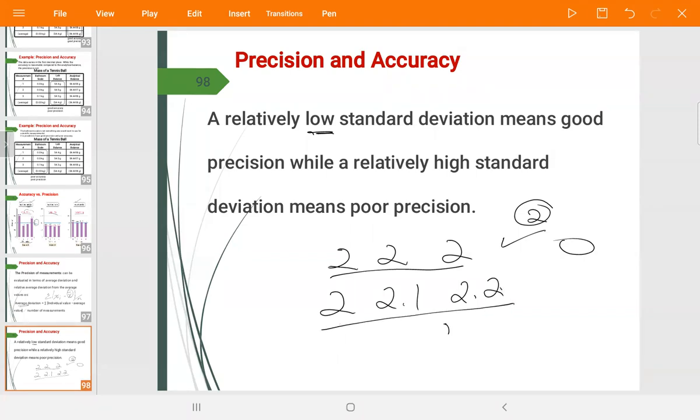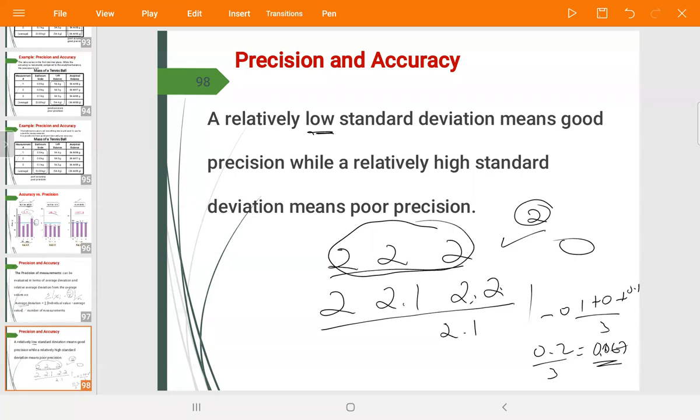What is the average value of this? 2.1, right? So the standard deviation will be what? 2 minus this is minus 0.1 plus 0 plus 0.1 over 3, right? Because this is in absolute value, 0.2 over 3 is 0.067. See, now if you compare this value and these measured values, which one is precise? The first one. So if you have low standard deviation, it means it is good precision, while a relatively high standard deviation means that the measured values are imprecise or they have poor precision. Is that clear?